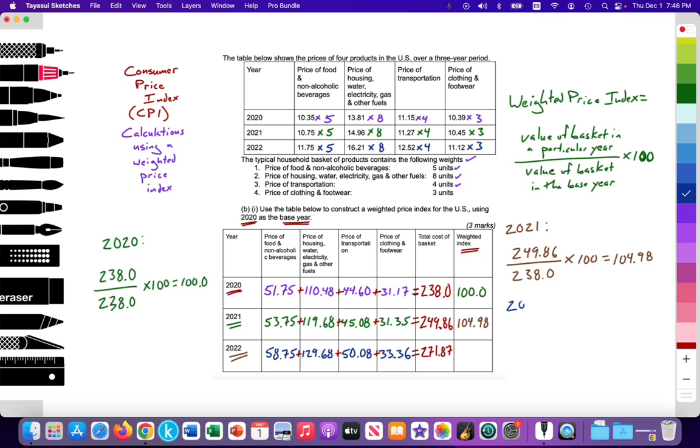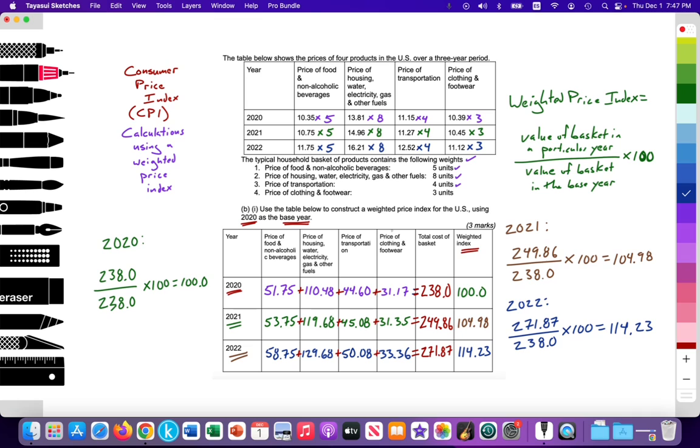So for 2022, we're going to take the value of the basket, which is 271.87, divided by the value of the basket in 2020, which is 238.0, multiplied by 100, and that gives us a value of 114.23. So there we go, 114.23. And here we've created this weighted price index. So we've done the task for this assessment.